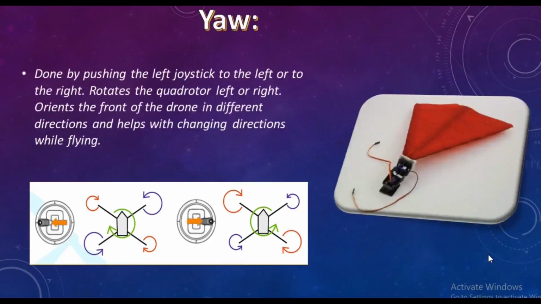Yaw. It is done by pushing the left joystick to the left or to the right. It rotates the quadrotor left or right, orienting the front of the drone in different directions and helping with changing directions while flying. So this is the yawing motion.